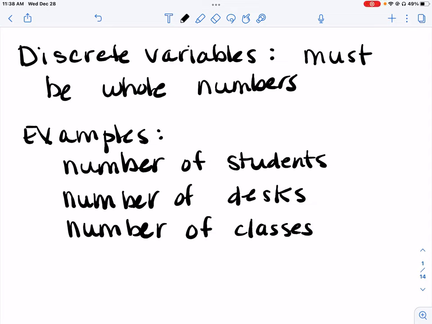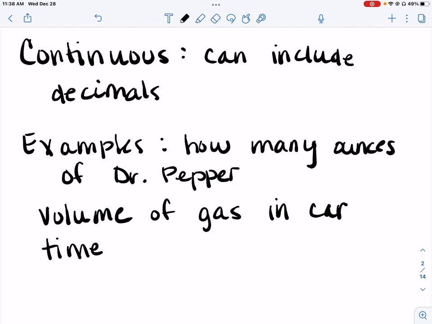Discrete variables must be whole numbers. Number of students, desks, number of classes. Continuous can include decimals. Example, how many ounces of Dr Pepper that is in a can? The volume of gas in a car. Time.